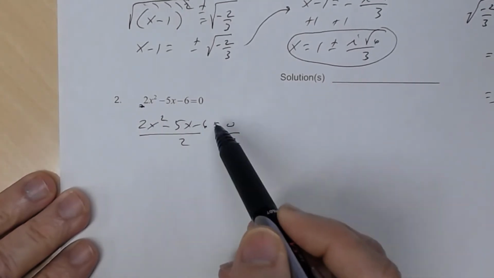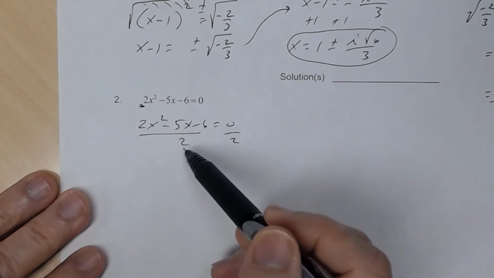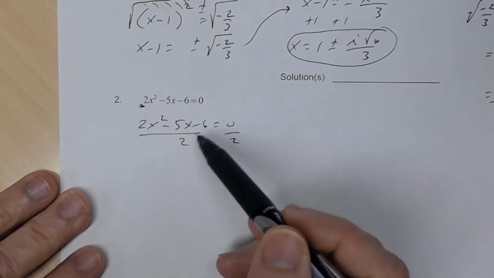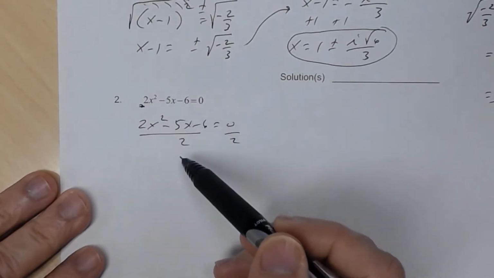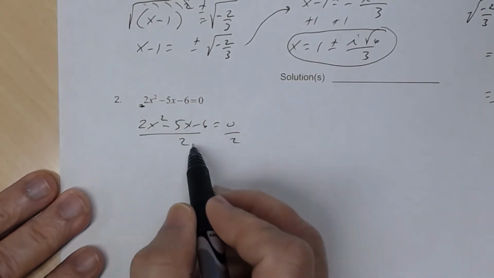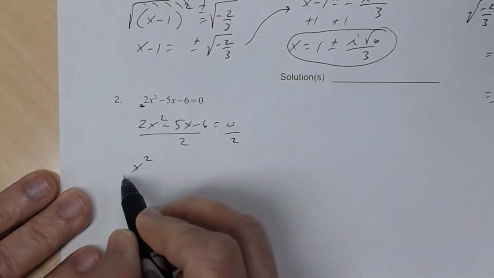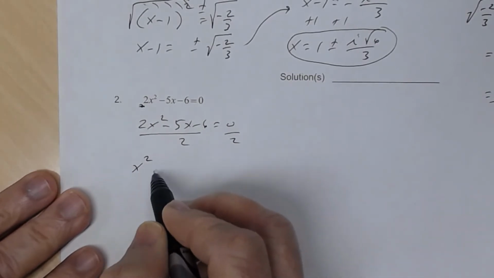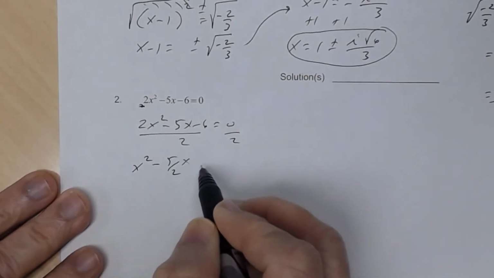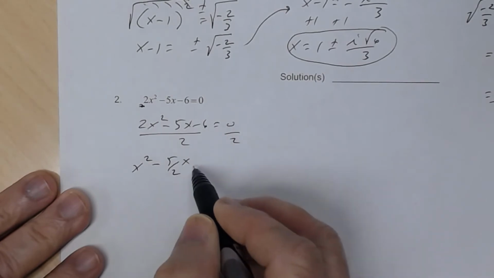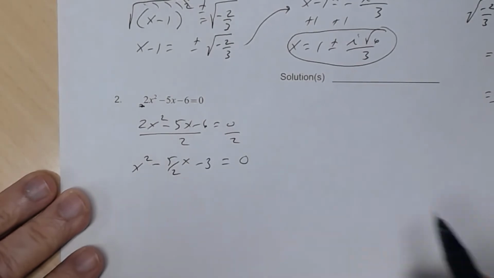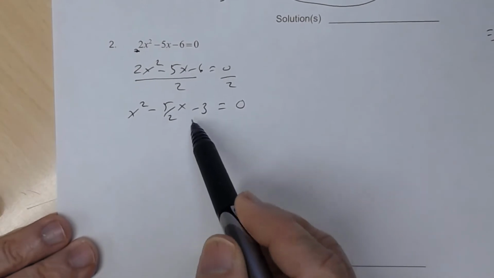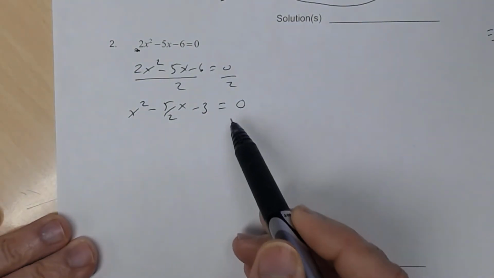Now notice I have a trinomial divided by a monomial. So I'm going to write this as 3 separate fractions, 3 separate terms. And so 2x squared divided by 2 is x squared, which is what you wanted because you want the coefficient of x squared to be 1. And then that's minus 5 halves x, and then a negative 6 divided by 2 is a negative 3, and that's equal to 0.